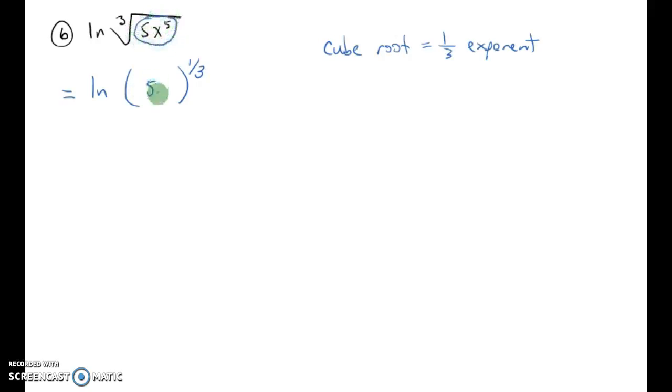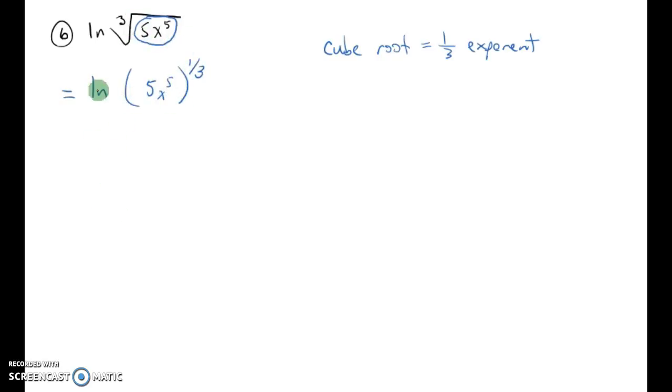Okay, in this case I'm taking the natural log of a cube root. Well, there's no exponent or logarithm property that deals with cube roots. However, a cube root is equal to a 1/3 exponent. So I'm going to rewrite this to be the natural log of something to the 1/3 power, and the thing I'm taking the cube root of is this. So I'll have that raised to the 1/3 power. That's the same thing as taking the cube root.